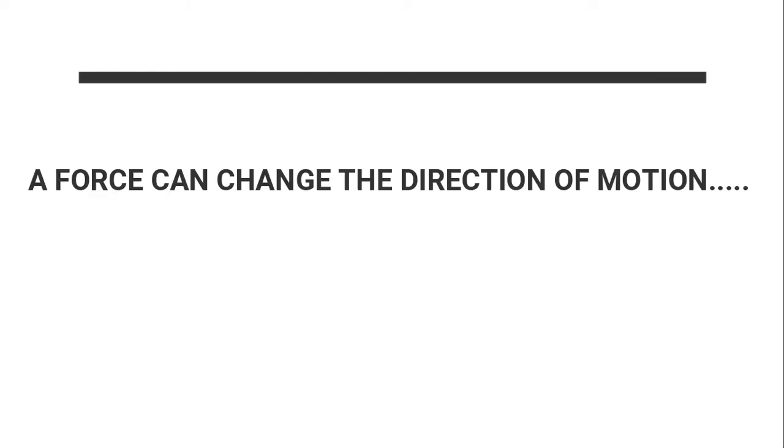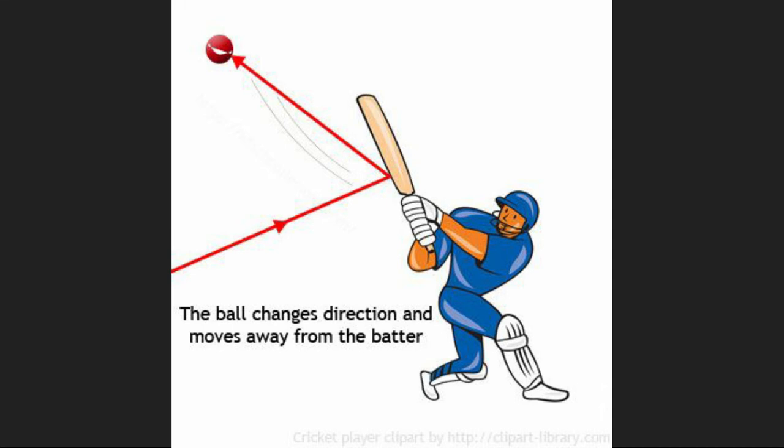Next is a force can change the direction of motion or direction of the moving object. So the best example is when we hit the ball by a bat. What happens? The ball changes its direction. So when a bat comes in contact with the ball, by changing the angle of the bat, the batsman can control the direction in which the ball moves. So that is the direction can be changed by applying the force on the moving object.